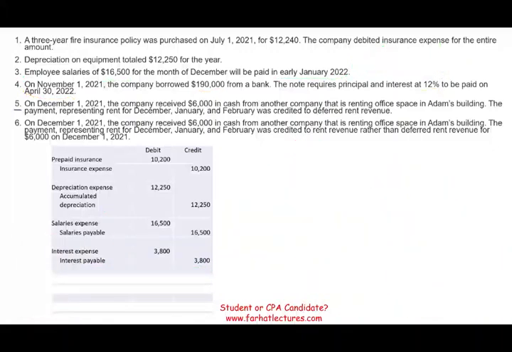Number 5. On December 1st, the company received $6,000 in cash from another company that's renting office in Adams Building. The payment representing rent for December, January, February. It was credited to deferred rent revenue. At least they did it right.